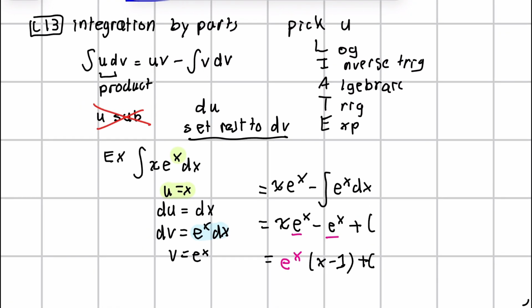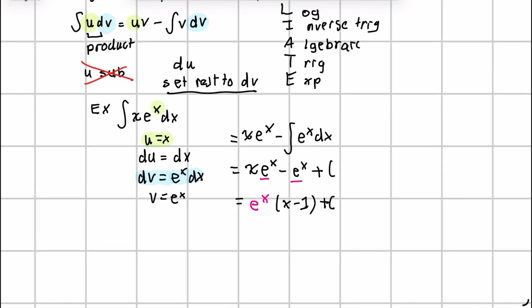So let's look back at our formula. You have u here. You put u out there. And you have your dv, right? You have your dv here. And you keep that in there.